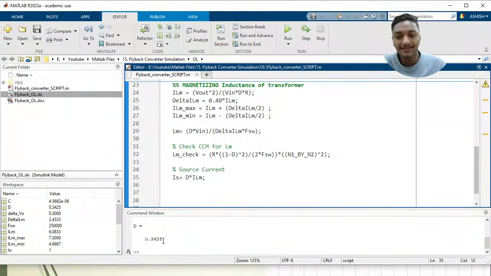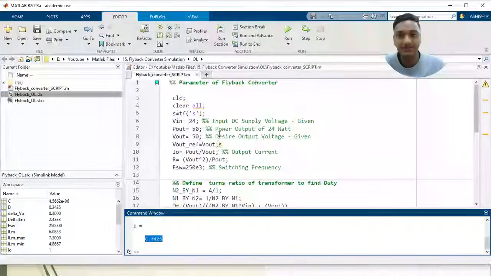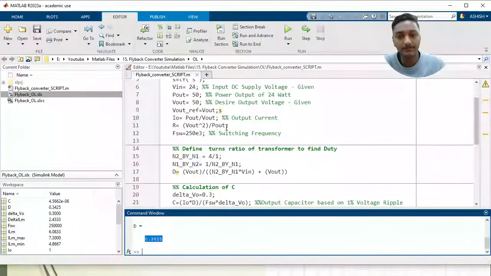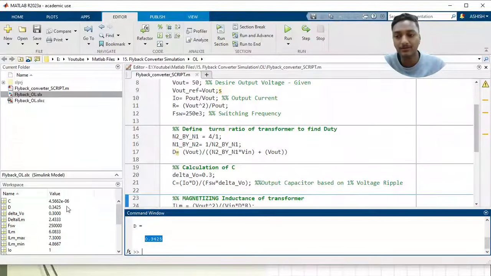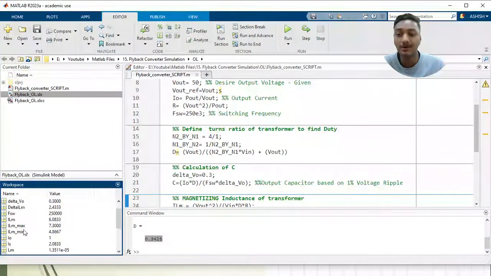You can see that the same D which I calculated there, I have got here. This is just a script file I have written, and every calculation is done in my script file. Everything related to the parameters we calculated, like C, D, FSW, ILM, ILM maximum and IL minimum, we also calculated in our Word document. Now LM I have calculated, the LM check I have done, and everything is calculated here in my workspace.